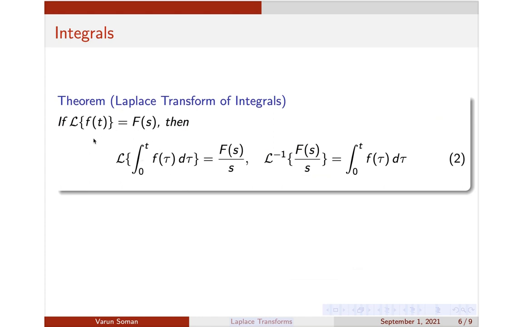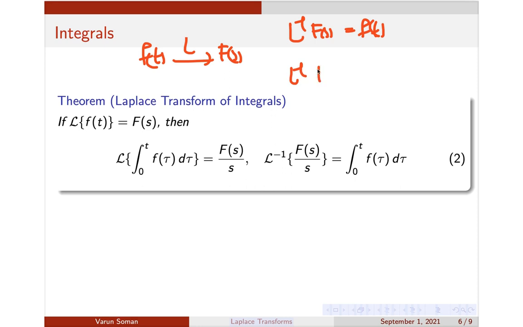So suppose your f of t has Laplace transform f of s, that is, the inverse of f of s is f of t. Then the inverse of f of s by s is nothing but integral 0 to t f of t dt. This is the formula.